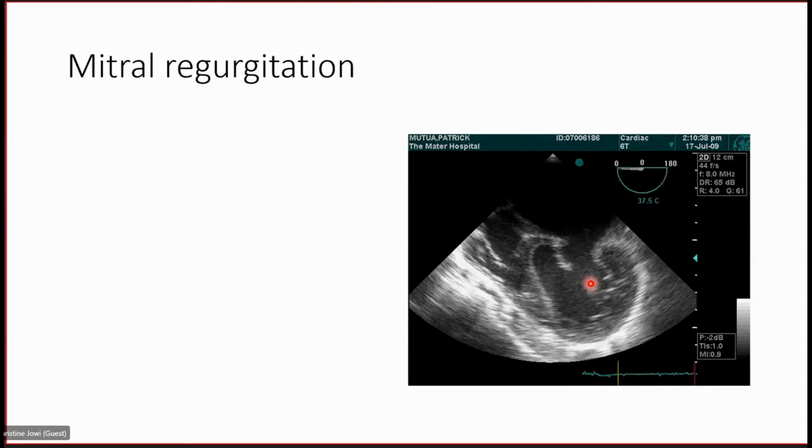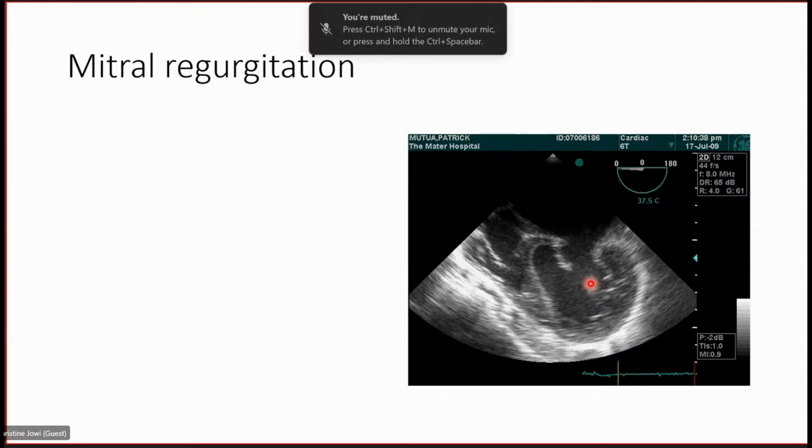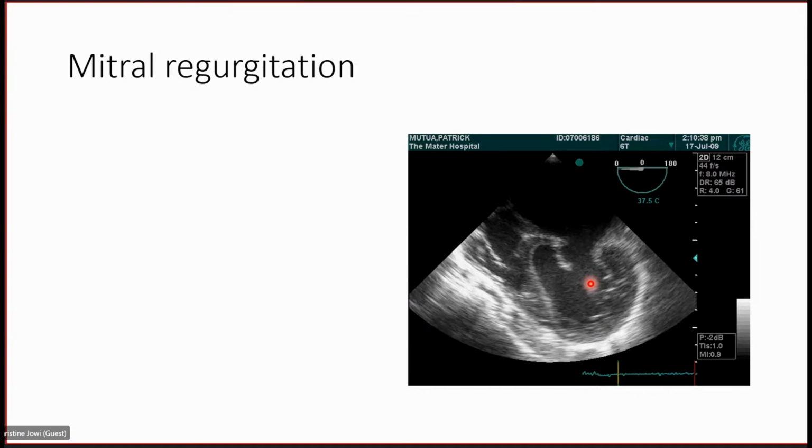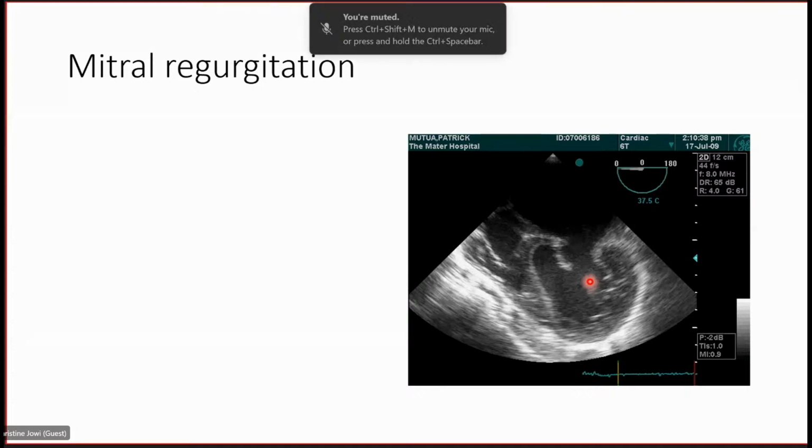axilla. So if you come to the clinic and you appreciate a murmur and you time it and it is in systole and you can still appreciate it even towards the axilla, your diagnosis is mitral regurgitation, and you can make it from a clinical examination. You don't need an echo to make that diagnosis. You can make that diagnosis from a clinical examination.